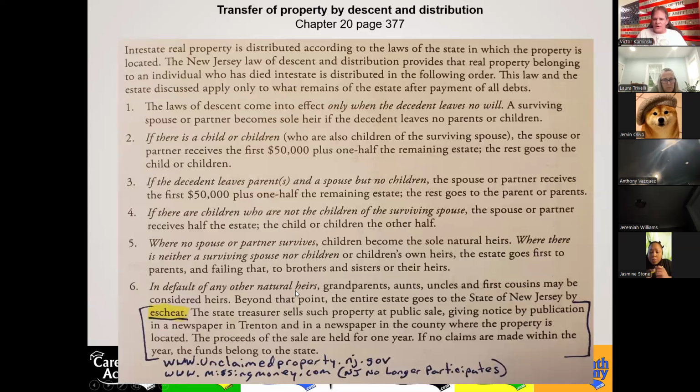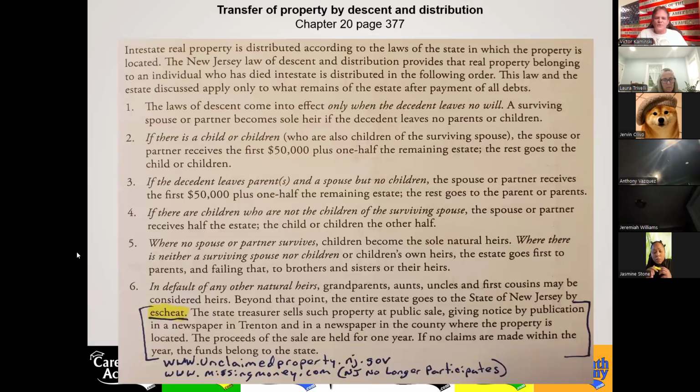In default of any other natural heir, grandparents, aunts, uncles, and first cousins may be considered heirs. But beyond that, the entire estate goes to the state of New Jersey by escheat. Okay, so how does that escheat process work? Well, the state treasurer sells the property at a public sale, giving notice by publication in a newspaper in Trenton and whatever the major newspaper is in the county where the property is located. The proceeds of the sale are held in a fund for 1 year, and if no claims are made within the year, the funds belong to the state. They go to the general fund, and the state blows your money however they see fit.